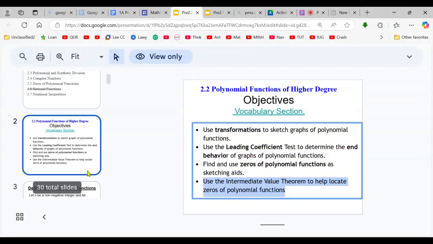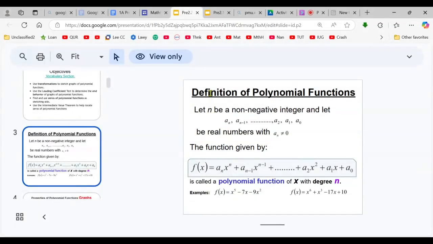Okay, so let's move on to the first one here. Definition of polynomial function. Let n be a non-negative integer and let a_n, a_(n-1), ..., a2, a1, a0 be real numbers with a_n not equal to 0. The function given by a_n x^n plus a_(n-1) x^(n-1) plus ... plus a2 x^2 plus a1 x^1 plus a0 x^0 is called a polynomial function of x with degree n.